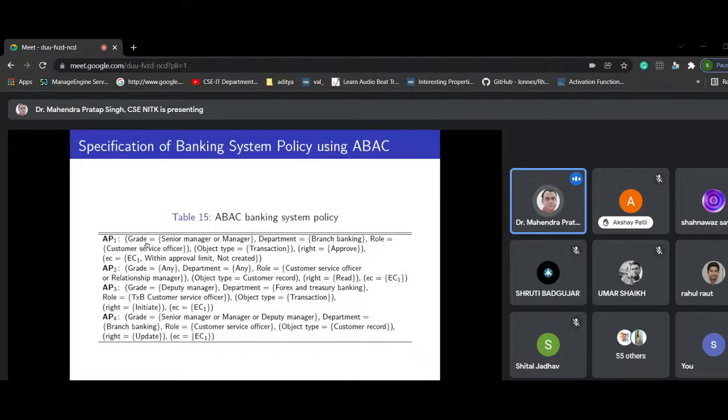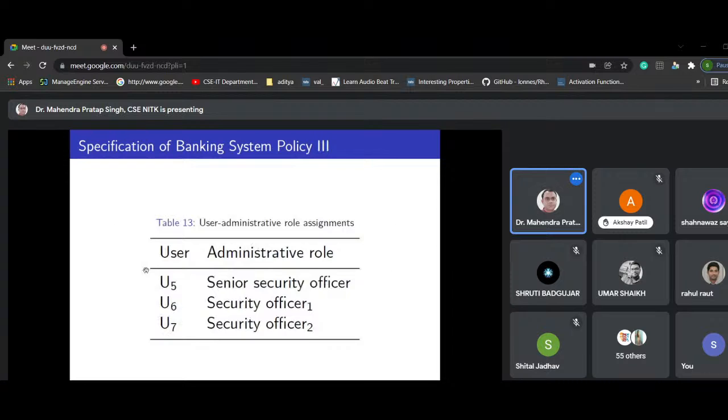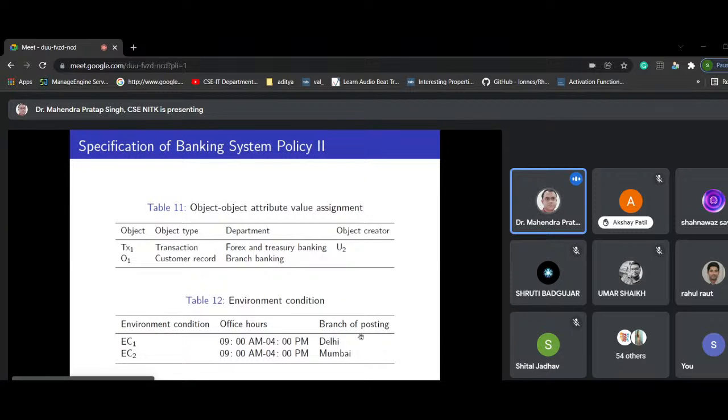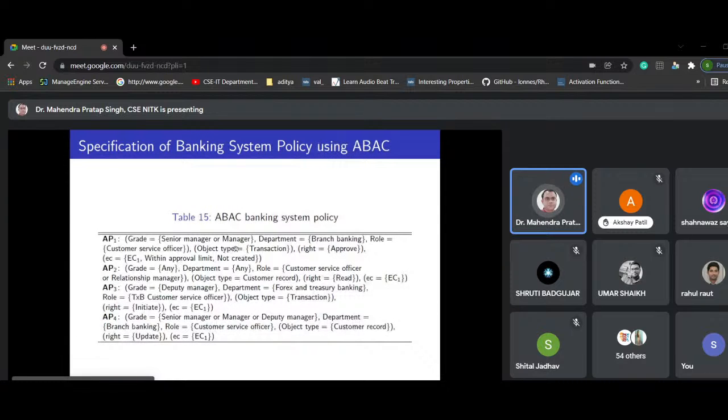So you can see I'm using user attributes. The first parenthesis represents the user attributes. Here, this particular thing says that grade can be senior manager or manager, department branch banking, role customer service officer. Fine. So if a user of senior manager grade or manager grade of the branch banking department, having the customer service officer role, can perform this approve right on the object type transaction within approval limit, not created by him, during the working hours. EC1 represents the environmental condition, which is defined here, which is nothing but office hours and the branch job posting. Okay. So ABAC policies are specified something like this.